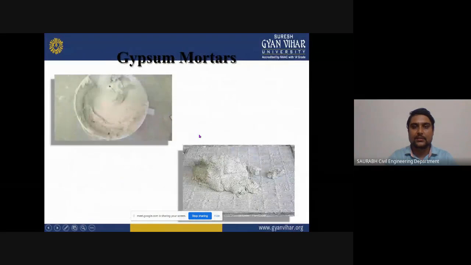Now we will see gypsum mortar. As you can see, this is the image of gypsum mortar, which can also be used for the construction of this kind of work. So now you can understand what the use of gypsum mortar is, what the difference is between gypsum mortar and surkhi lime mortar, and what the difference is between cement lime mortar.